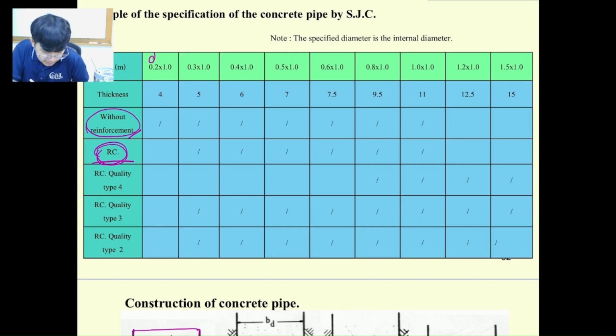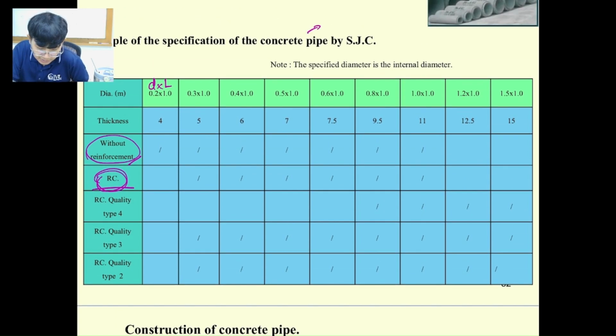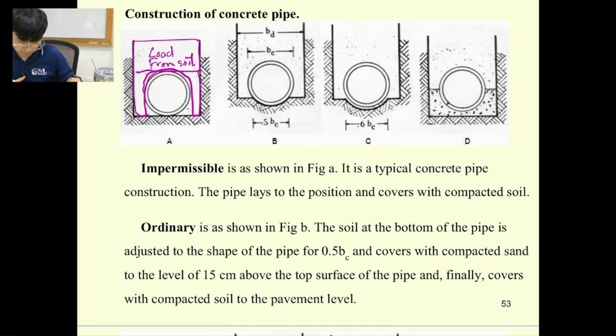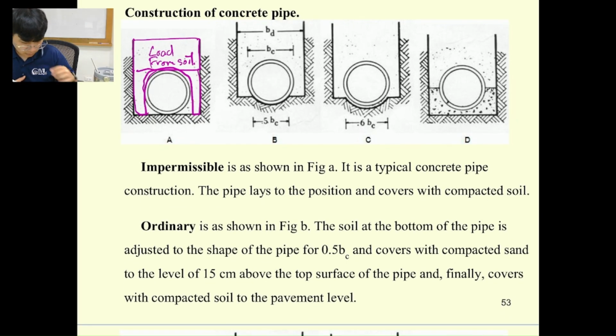And this table shows the diameters with the length. Normally, the concrete pipe has a fixed length of 1 meter. Fixed length equal to 1 meter over here. And there are many types in order to construct it.